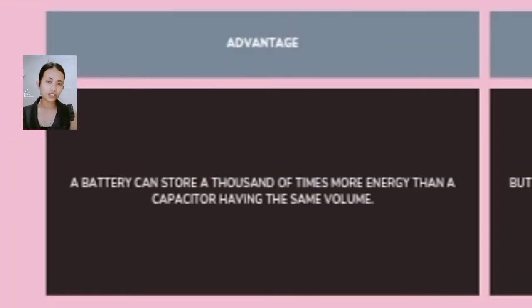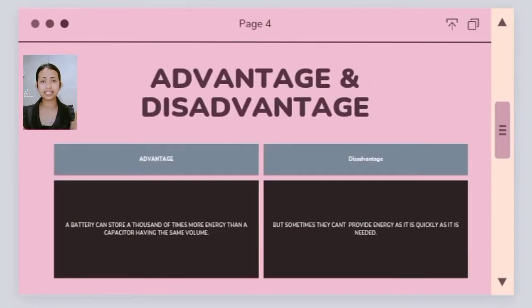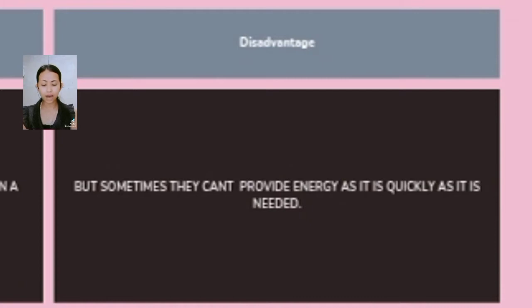So let's proceed to the advantage and disadvantage of the batteries. The advantage of batteries is that they can store thousands of times more energy than a capacitor having the same volume. And its disadvantage is that sometimes batteries cannot provide energy as quickly as it is needed.